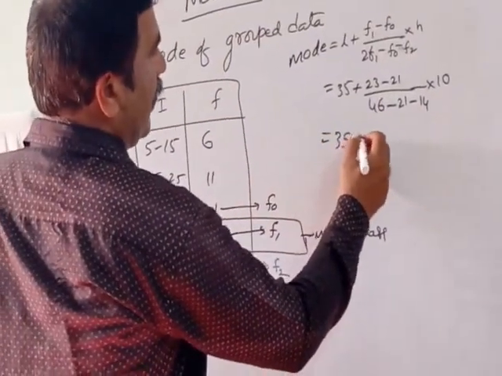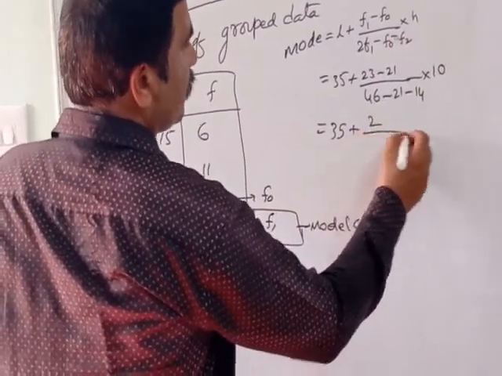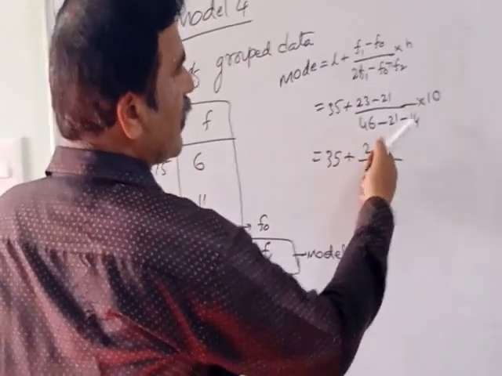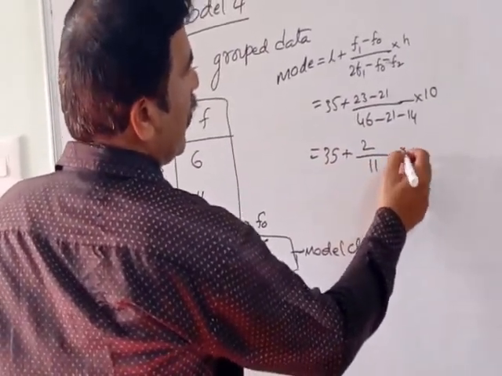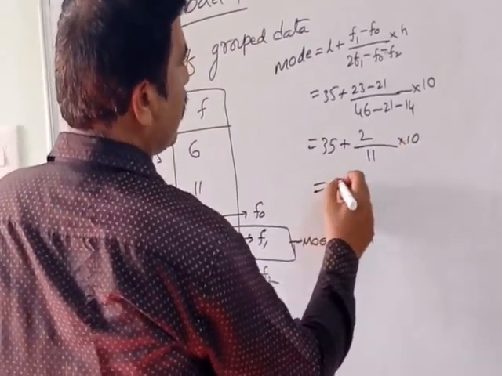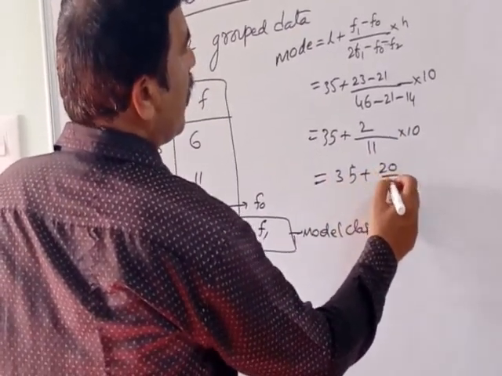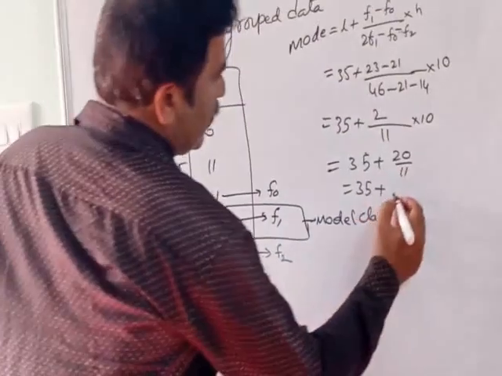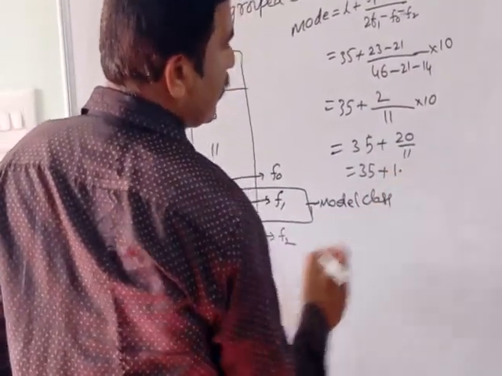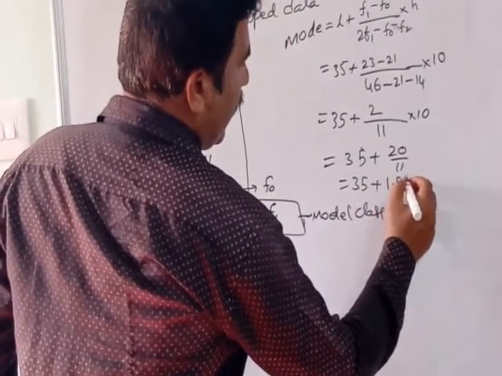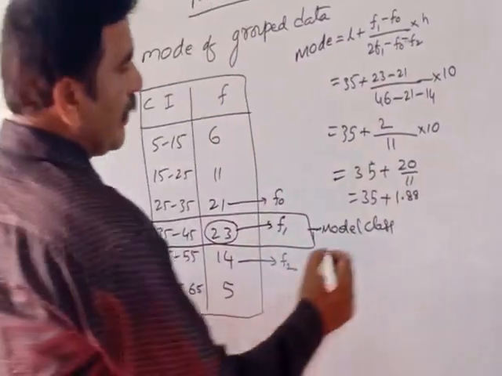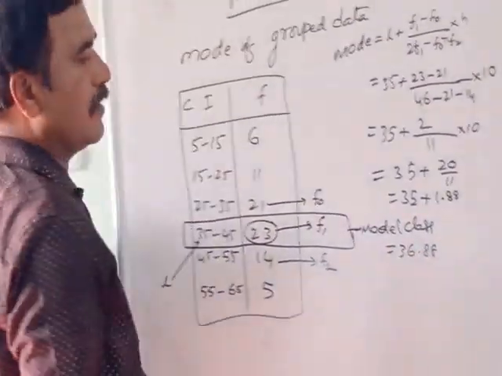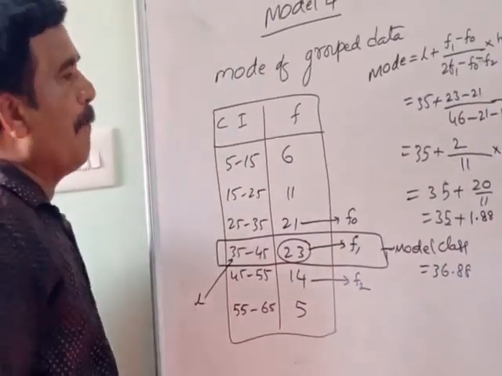Calculate: 35 plus 23 minus 21 is 2. Calculate this: 46 minus 21 is 25. 25 minus 14 is 11, into 10. Simplify: 35 plus 20 by 11, which is nothing but 35 plus 1.88 approximately. Add this and you will get 36.88. Mode is very important and very easy.